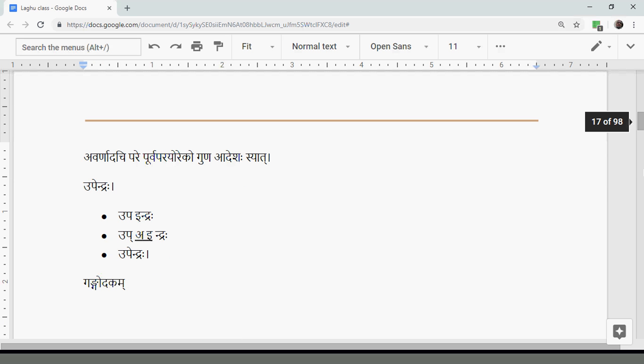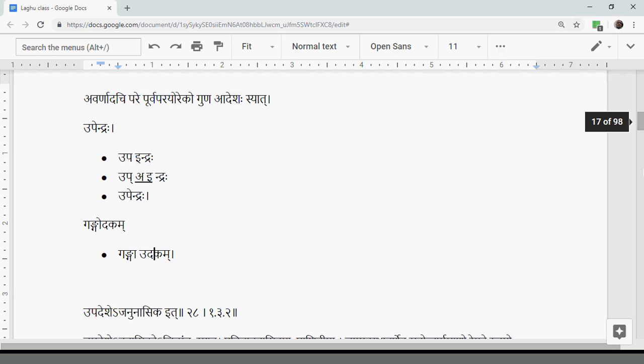What about gangodakam? Ganga udakam. It's a samasa. Here also, upendra is a prefix and the word. Between the prefix and the word, considering it as an upasarga, upasarga is a technical word, so I'll just loosely use it, preferably I'll say prefix. Between this prefix upa and indra, there is a nitya sandhi. Here between ganga and udaka, gangayaha udakam, it's a shashti tatpurusha. So it's a samasa, and in samasa also sandhi is nitya. Sandhi has to be made. Therefore between ganga and udakam, there will be sandhi.